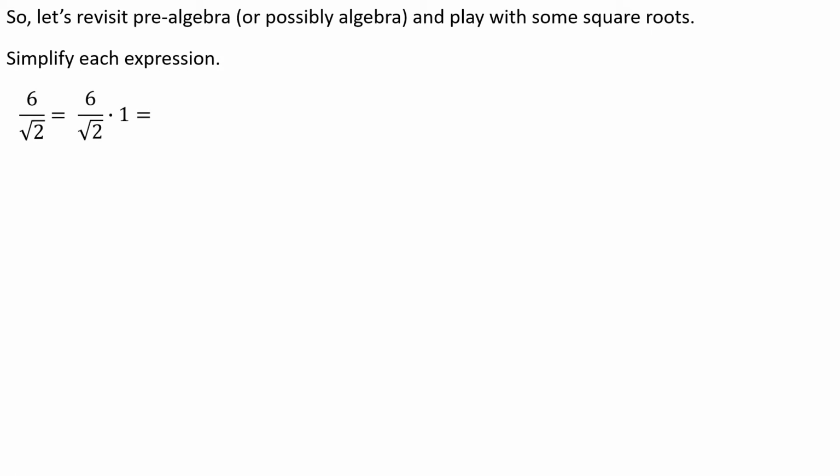So what do we do? Well, we're allowed to add 0 and we're allowed to multiply by 1, right? If I add 0, I don't change the value. If I multiply by 1, I don't change the value. So I can multiply by the number 1, but I'm going to disguise the number 1 as square root of 2 over square root of 2.